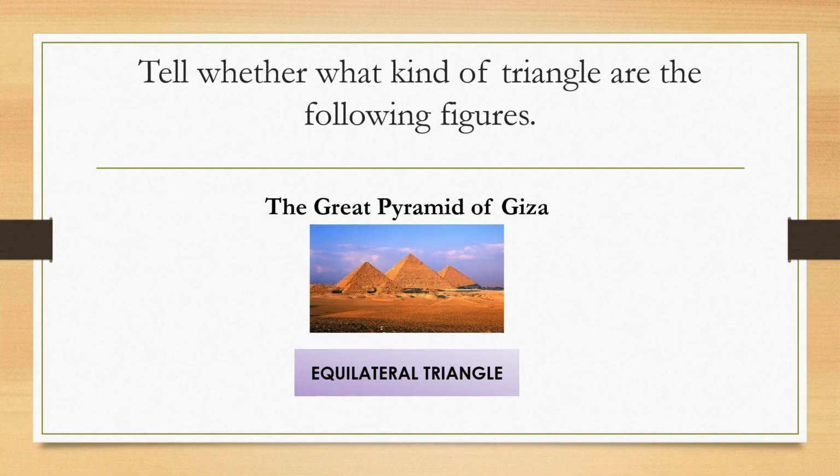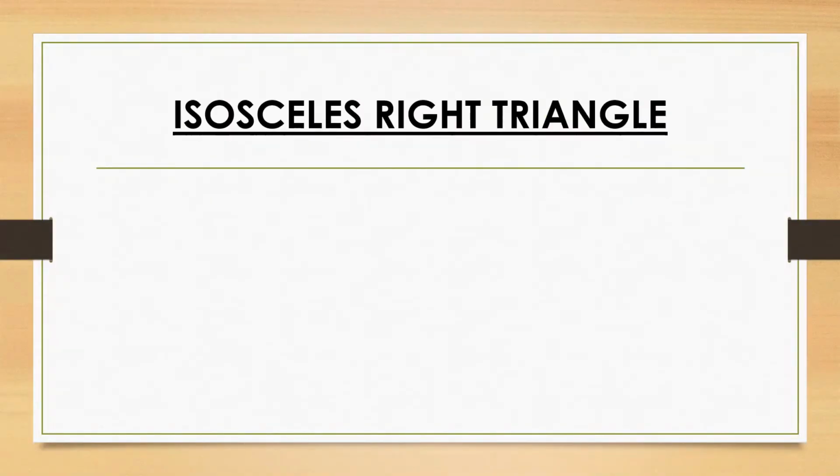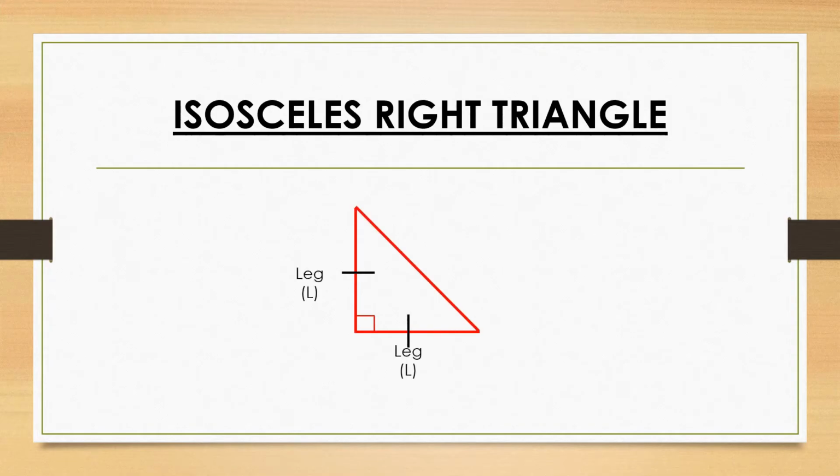So why do we need to recall these kinds of triangles? We will now begin our discussion, and it's all about special right triangles. Let's discuss the isosceles right triangle. Pag sinabi nating isosceles right triangle, the legs of the right triangle are congruent. So kung halimbawa, itong leg na to ay 7, ang isang leg ay magiging 7 din.